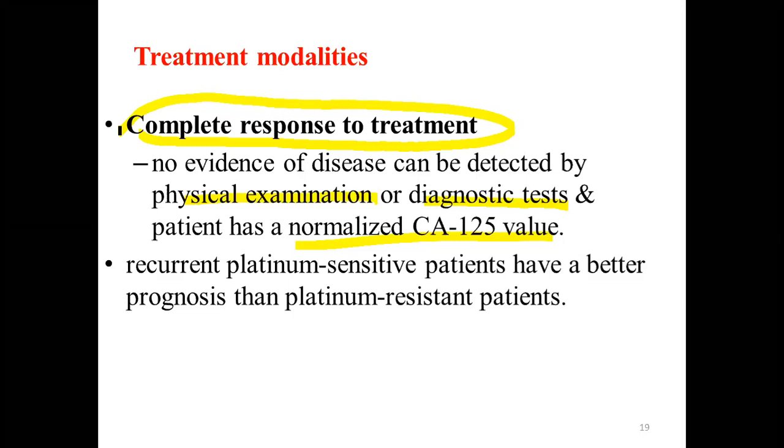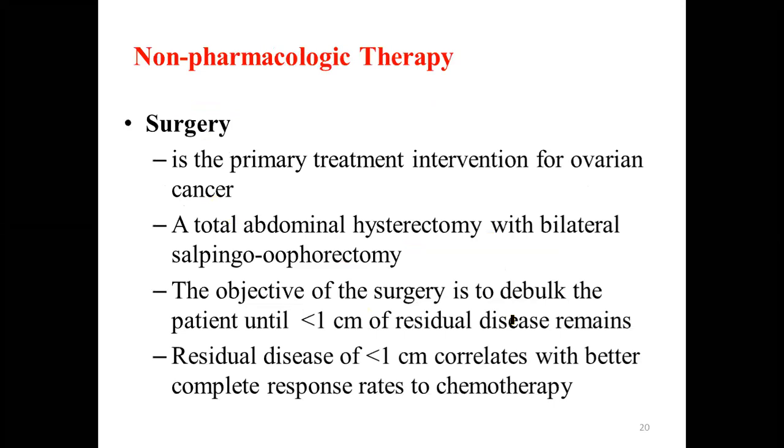Then, recurrent platinum-sensitive patients have a better prognosis than platinum-resistant ones. We shall discuss, by the way, that platinum analogs are the most commonly used chemotherapy modality for ovarian cancer. So if they are very sensitive, they have a better prognosis, and we shall see when we say they are platinum sensitive and when we say they are platinum-resistant patients.